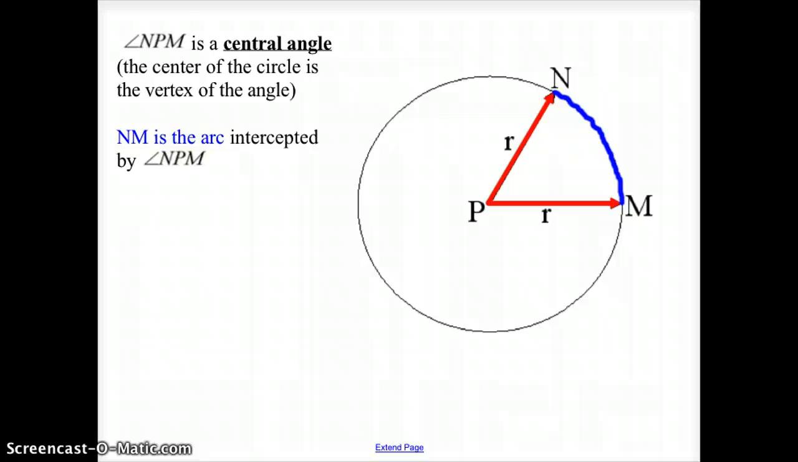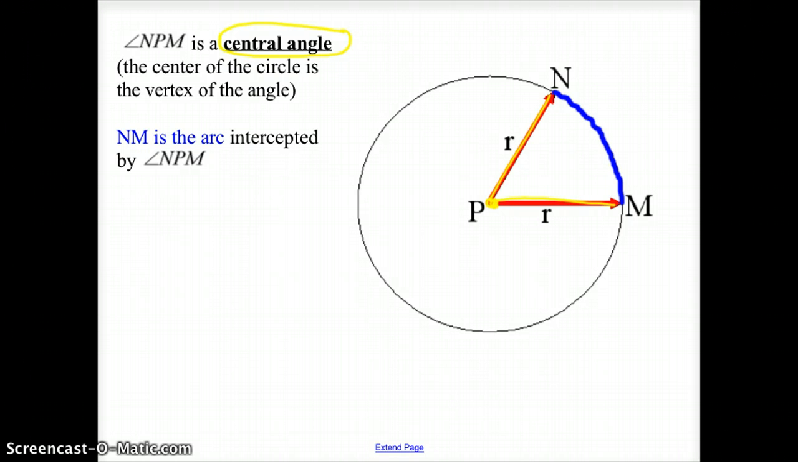Then that brings us to the next definition. We need to know what a central angle is. A central angle is from the center of a circle, and it's the vertex of the angle. So, looking at this picture, angle NPM is a central angle. It starts from the center of the circle.